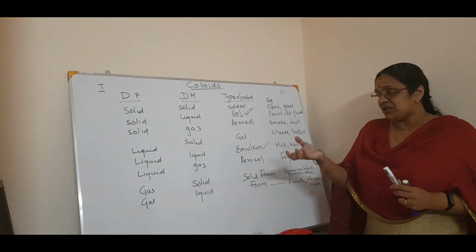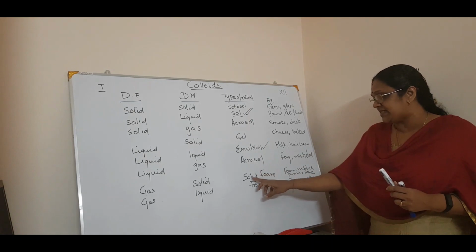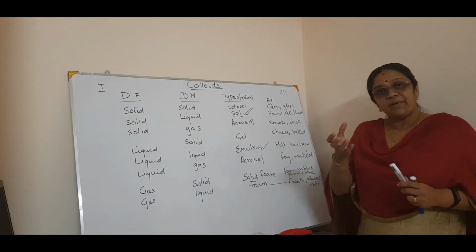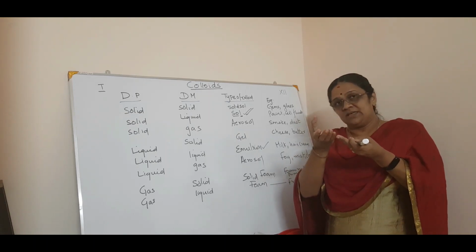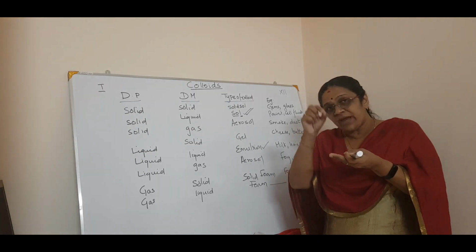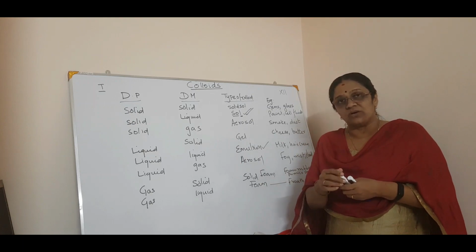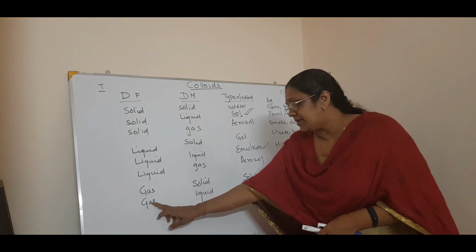That is dispersion medium solid and dispersed phase gas. It is called a solid foam. And the example is foam rubber. Foam rubber means that in that rubber there are small holes where the air is trapped. Or pumice stone. So those are all examples of gas in solid.